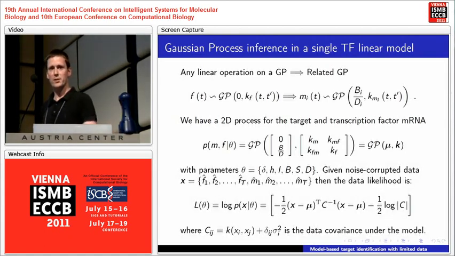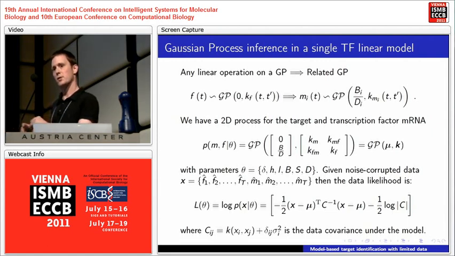Then I have some gene expression data, which is just noise-corrupted mRNA values from a microarray, and I can write down in closed form the likelihood of the data under this model. And if you have the likelihood, that means you can fit the parameters of the model using maximum likelihood. So this makes this approach very practical because it has a very neat and simple form for the likelihood. And the likelihood is basically a kind of weighted least squares where closer together points according to this covariance matrix are upweighted.